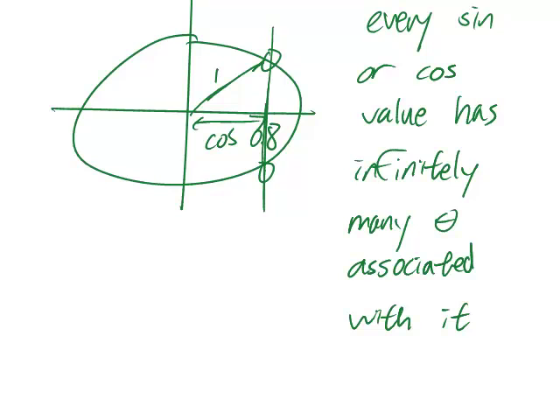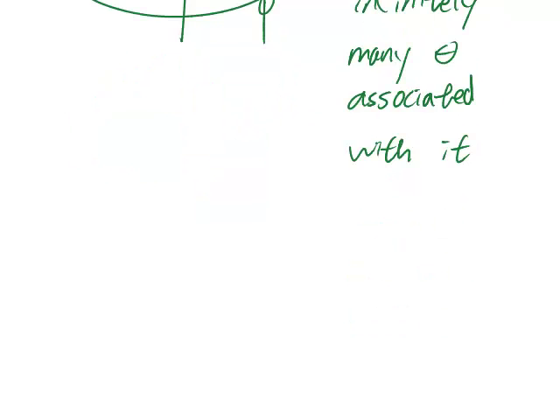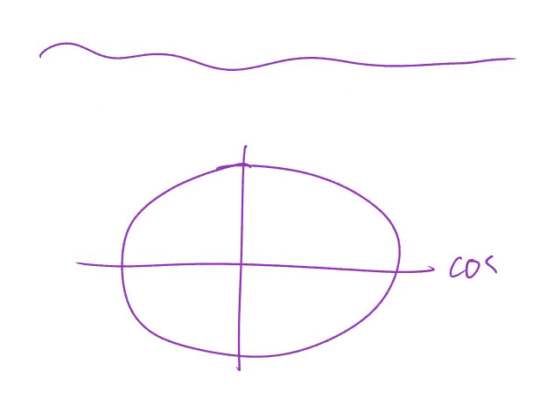You've seen that in a function like x squared, you can only look at the positive square roots. You can't look at the negative square roots if you want an inverse function, as opposed to an inverse relation. So what we end up doing with sine and cosine values is we go back to the unit circle, and we say, alright, this is the cosine axis, and this is the sine axis.